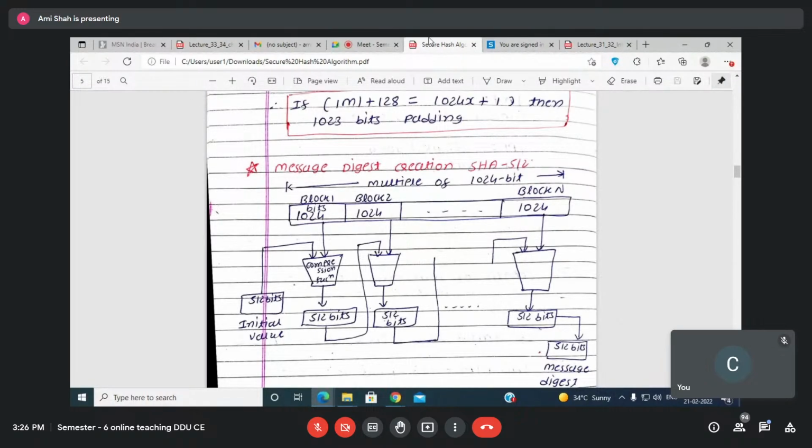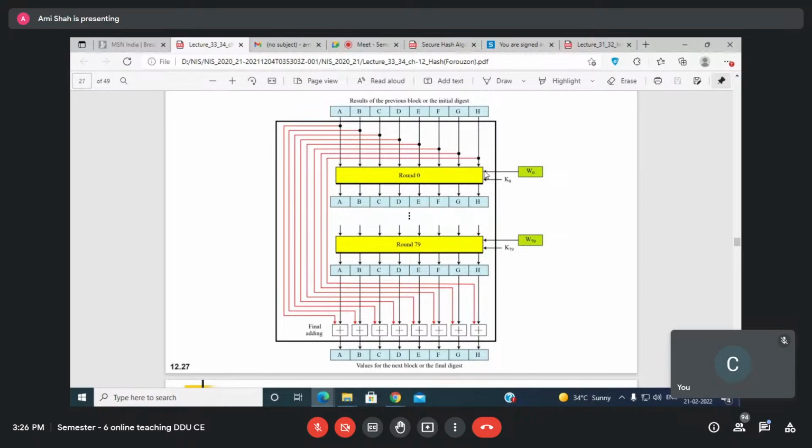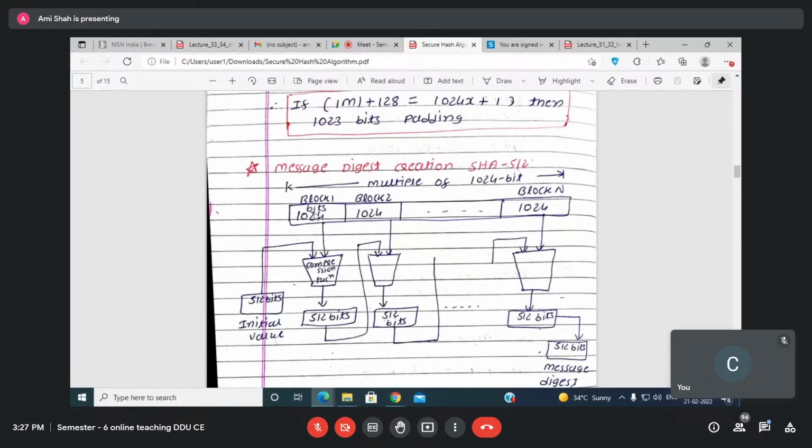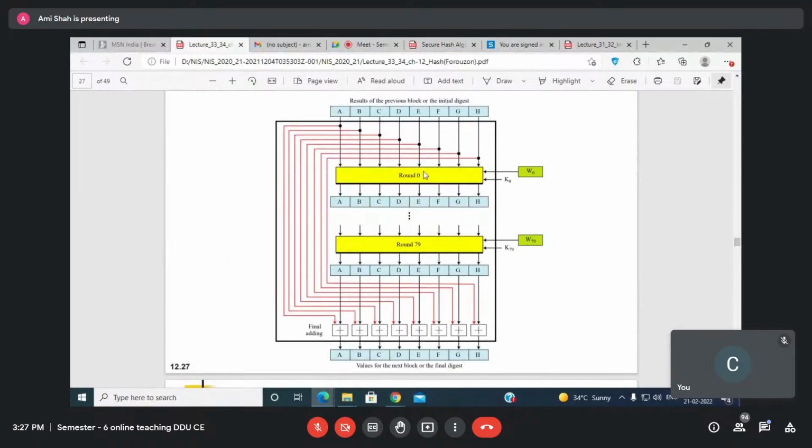So what happened in round 0 to round 79? All of you know that in this particular block, total 16 words are there. Out of the 16 words, in round 0 the W0 word is used, in round 1 the W1 word is used, in round 2 the W2 word is used, and in total we have 16 words. Now the question arises in your mind: after the 16 words, in round 17, which word am I using? In round 18, which word am I using? That question is there in your mind.